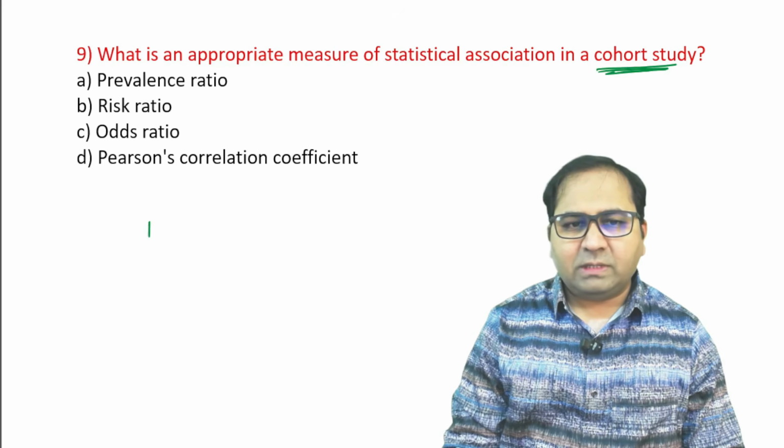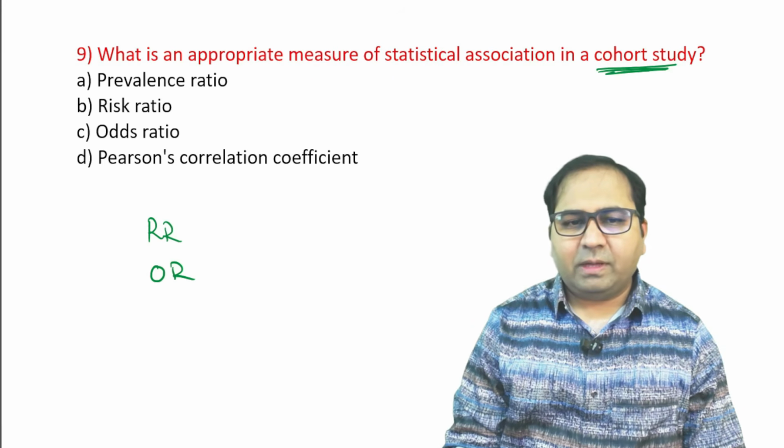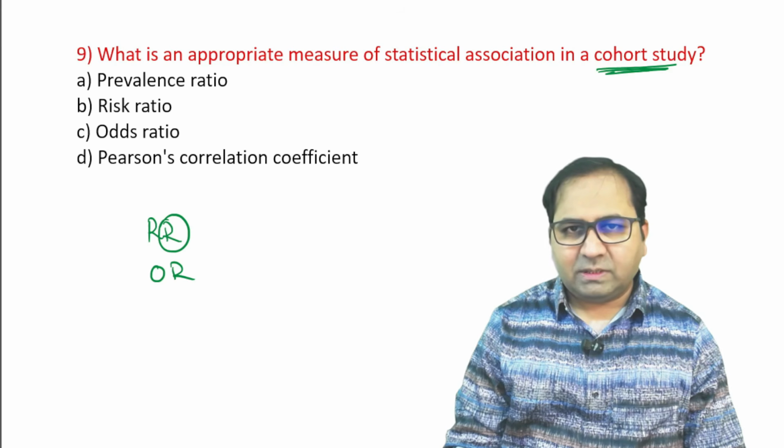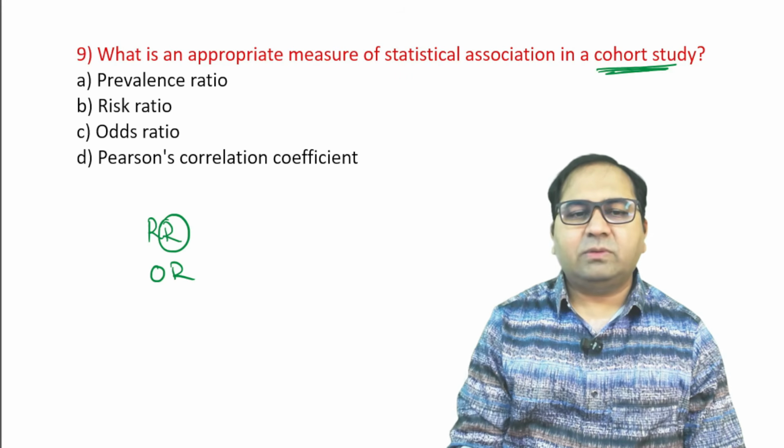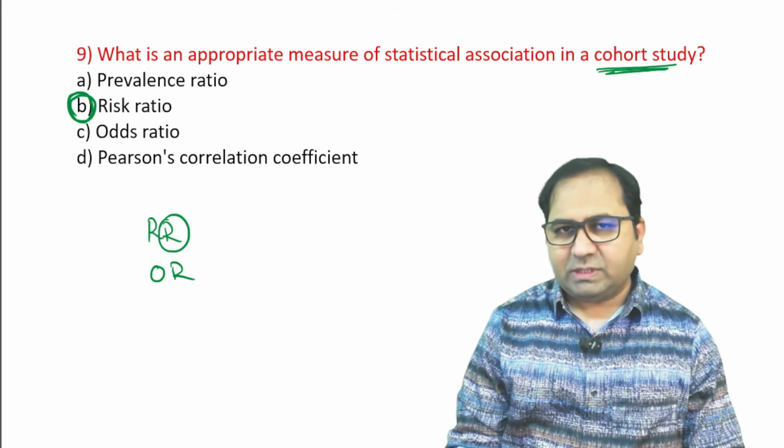So what do we do in cohort study? We do relative risk. What do we do in case control study? We do odds ratio. Okay, so relative risk. So the answer for this question, from the options, you can understand, is option number B, that is the risk ratio.